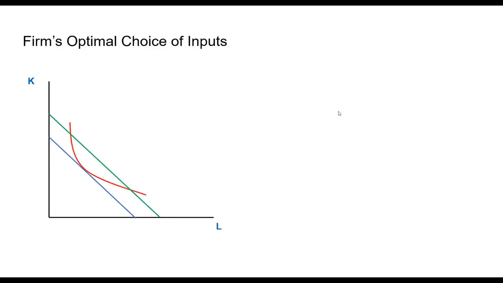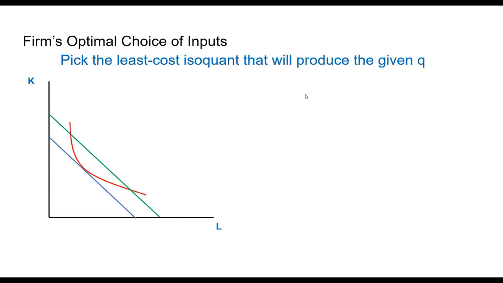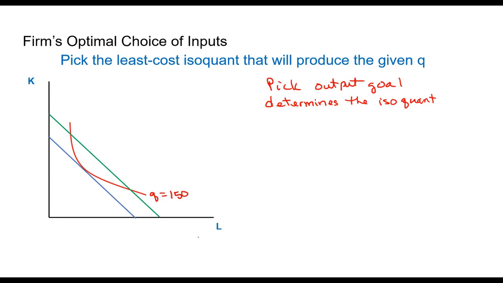The firm's optimal choice of inputs. This problem will look similar to what we did for consumers, but it works in a little bit of a different order. The firm is going to pick the least cost isoquant that will produce a given quantity, or a given Q. So the firm is going to pick its output goal. When the firm picks the output goal, that determines which isoquant the firm is on. So the firm, let's say, is going to have an output goal of 150 units.